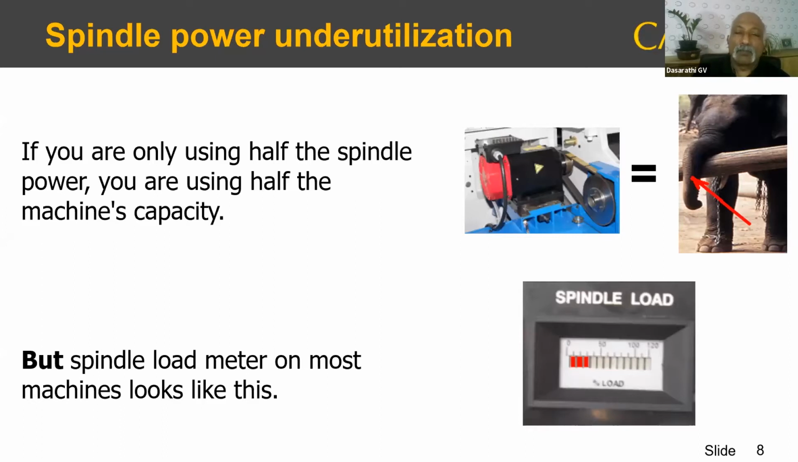You go to any shop floor, the spindle load meter on most of the machines looks like this. The load will be something like anywhere between 20 to 30% and so on. Even in roughing operations, 30%, 40%. This means you are using 30 to 40% of the lathe's capacity.